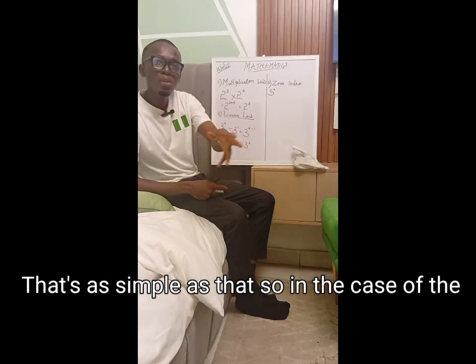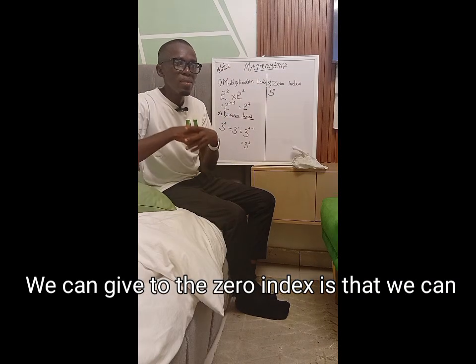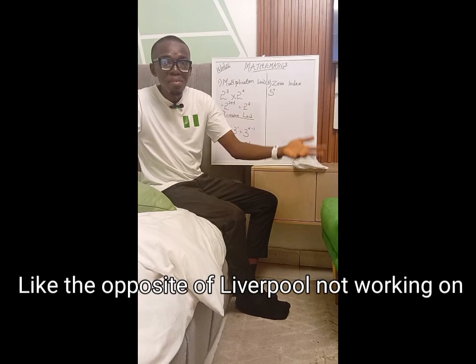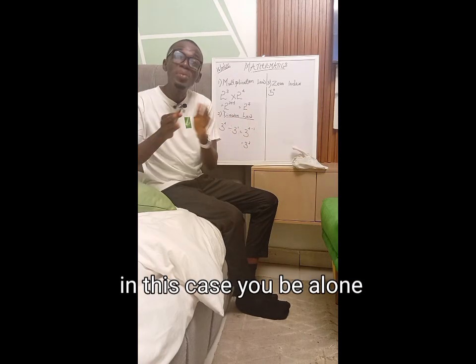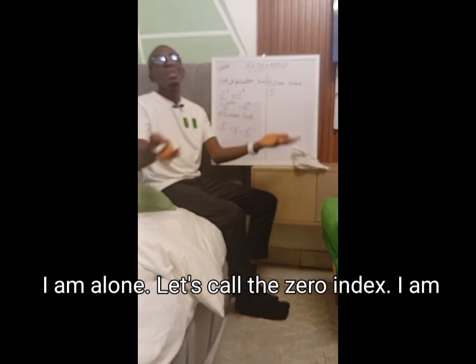So in the case of the zero index, a simple name we can give to the zero index is that we can call it "I am alone," like the opposite of Liverpool. It will not work alone. In this case, you'll be alone. I am alone. Let's call the zero index "I am alone."